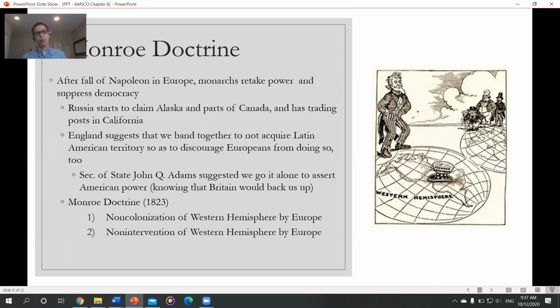Basically, after the fall of Napoleon in Europe in 1815, monarchs retake power throughout Europe after the French Revolution had failed. And there starts to be an increased wave of imperialism as the European countries gain more power after 25 years of war and revolution, and they want to use that power to gain colonies again. And so Russia starts to go towards Alaska, starts to go towards Canada, even starts to go towards California, which threatens the US.